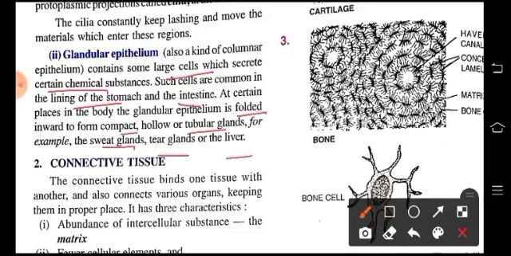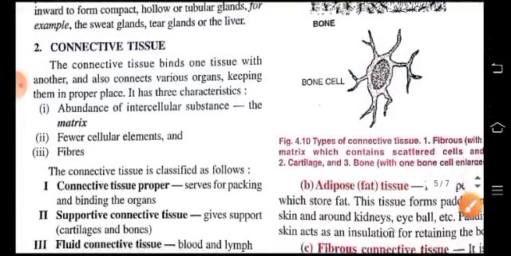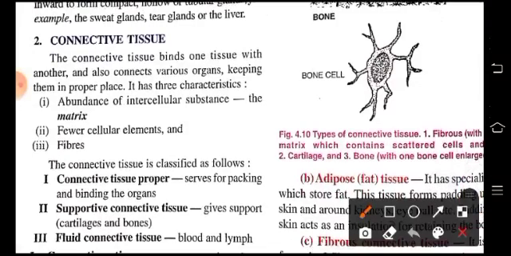Next animal tissue is the connective tissue, which binds one tissue to another and also connects various organs. Now they have particular characteristics: they have intercellular substances, the matrix, a smaller number of cellular elements are present, and they have fibers.